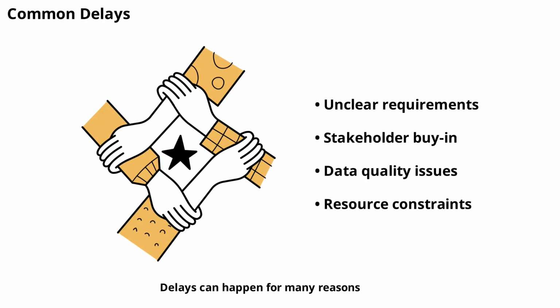Delays can happen for many reasons. Common causes include unclear requirements, lack of stakeholder buy-in, data quality issues, and resource constraints. Being aware of these risks allows you to plan mitigation strategies and keep your project on track. Regular check-ins and transparent communication are key to minimizing delays.